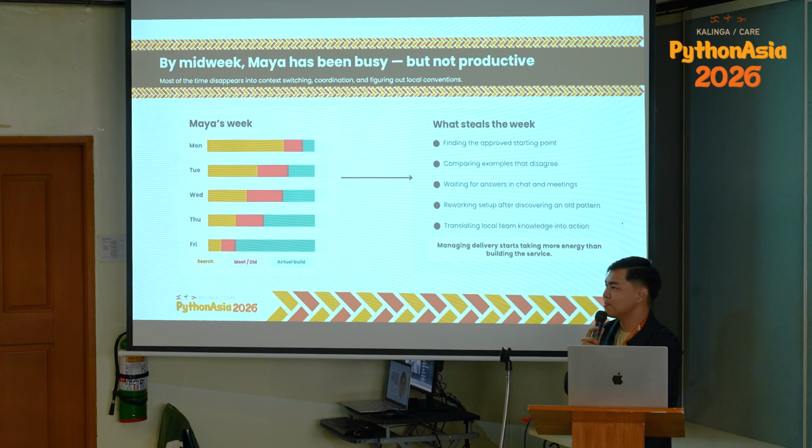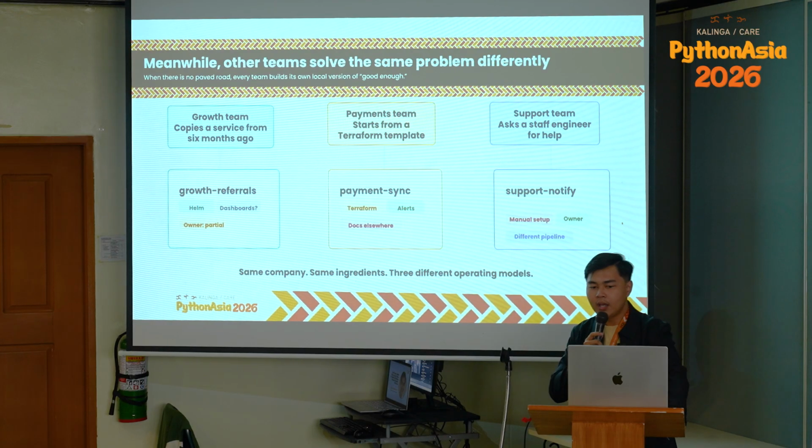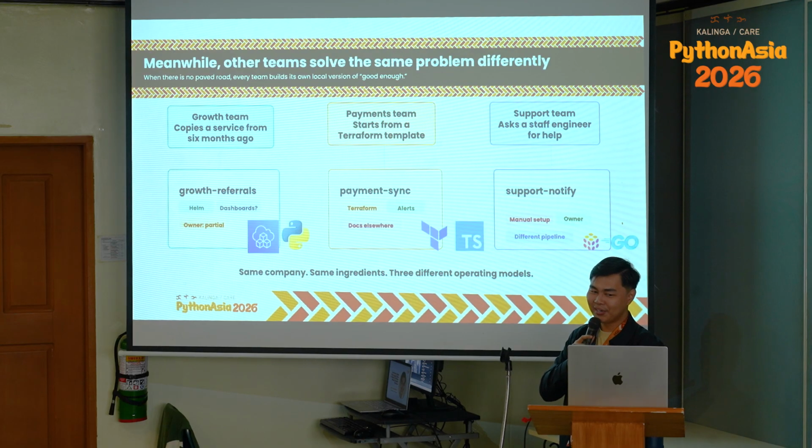Not because Maya is a slow developer, not because she lacks the skill, but because there is a missing path into finding these tools. While Maya is trying to piece all of this together, she finds out that other teams do things very differently. There might be other teams that work in growth, in payments, in support, working on different tooling for different use cases, and she really can't figure out where to start.